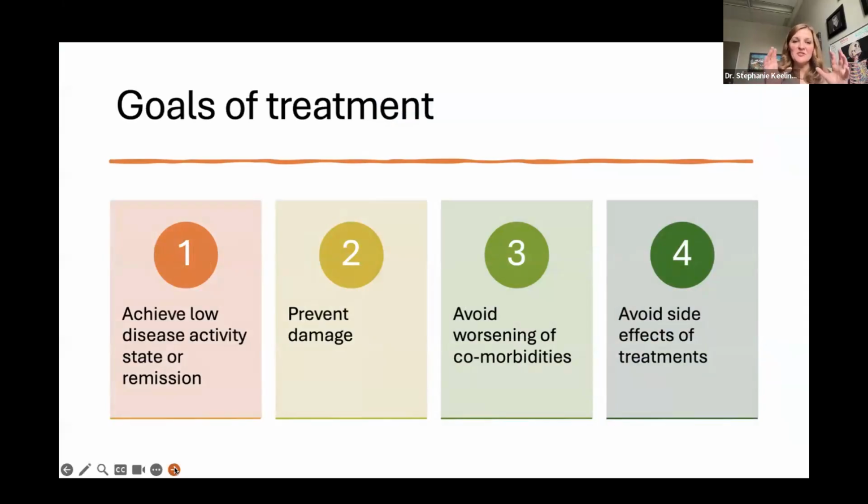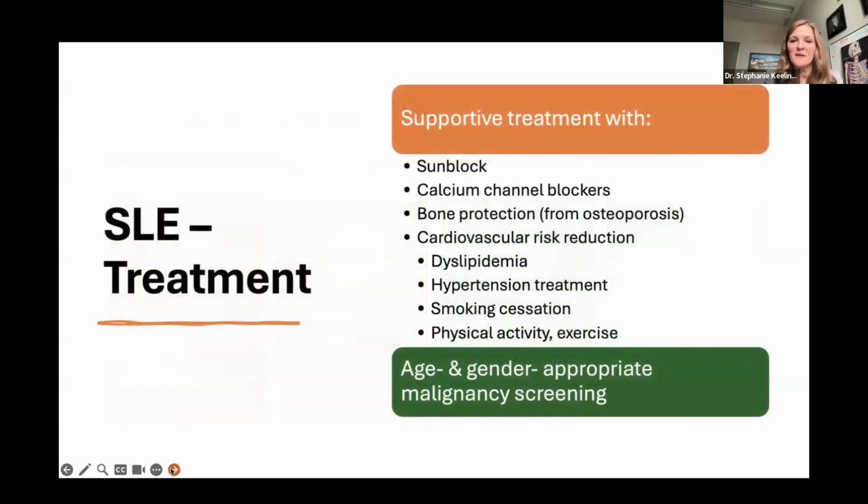Obviously, the main goal is the sooner we can put out the fire of inflammation and achieve low disease state or ideally remission, then the more likely we're going to avoid the permanent damage. The best example would be somebody with active lupus nephritis, unfortunately going on to kidney failure and requiring transplant or dialysis. We want to avoid getting to that damage. We want to avoid also the worsening comorbidities, and then, of course, the side effects of treatment.